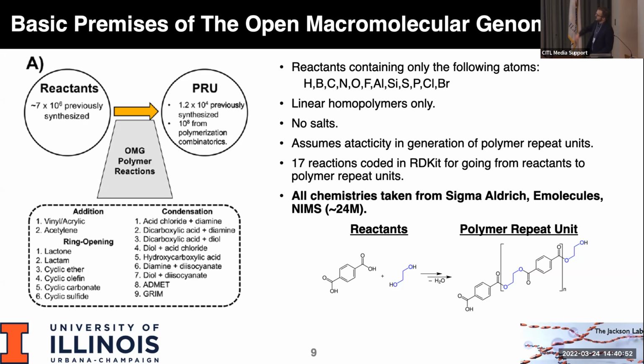It is a data set that we have scraped from a variety of sources. So what we did was we went to Sigma Aldrich, eMolecules, and the National Institute of Material Science in Japan. And we wrote a bunch of scripts that said, okay, we're going to go into these databases, take out all of the monomer chemistries that we can.